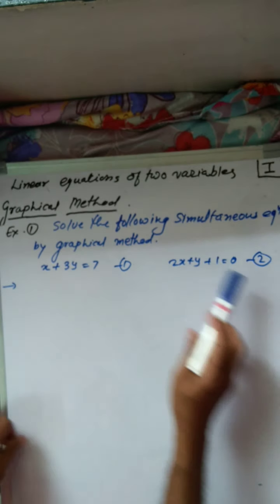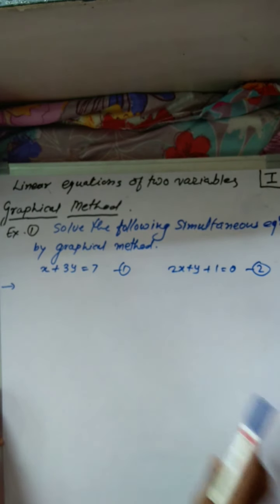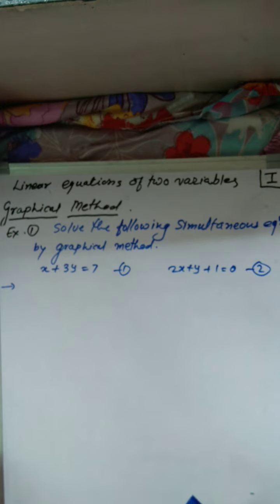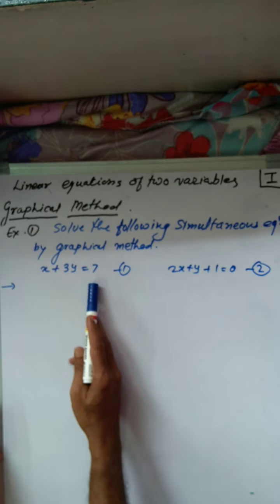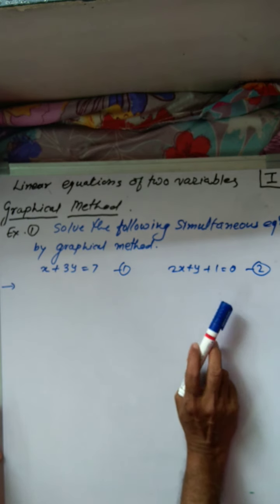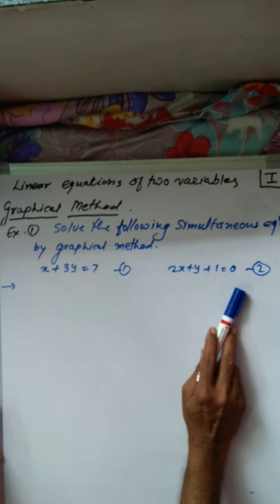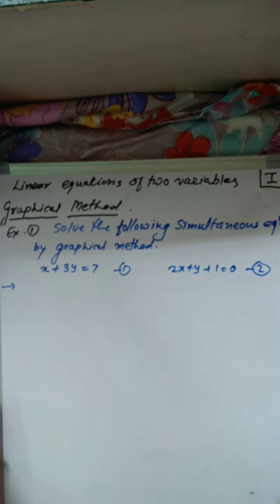To solve the following simultaneous equation by graphical method. The two linear equations are given. x plus 3y is equal to 7, that is the first equation, and 2x plus y plus 1 is equal to 0, that is the second equation.